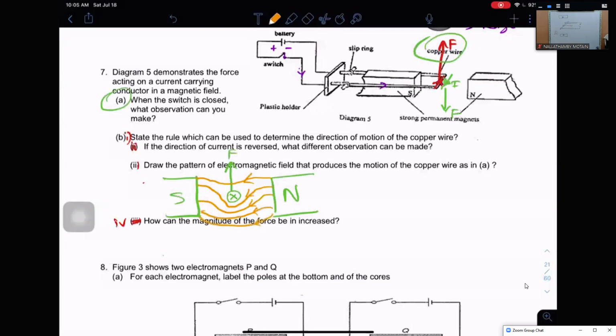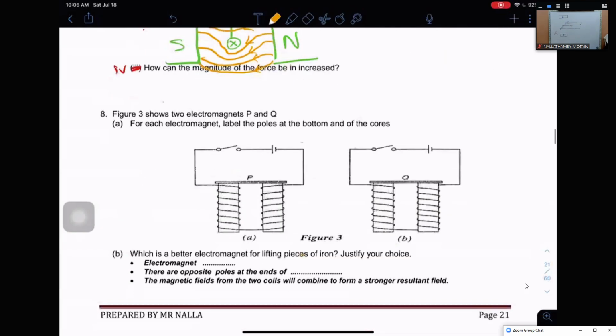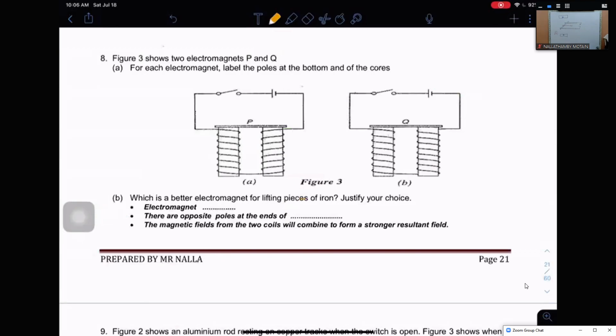How can the magnitude of the force be increased? How do we want to increase the force? Simple, increase current, or you can write use stronger magnet. Increase current or use stronger magnet.